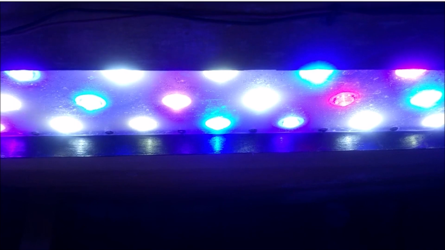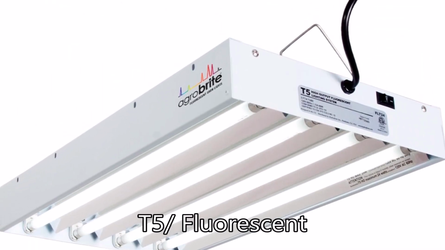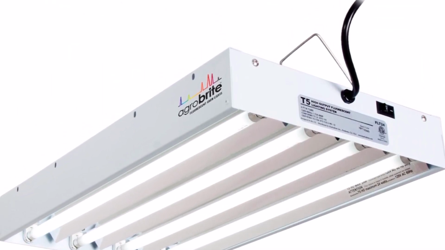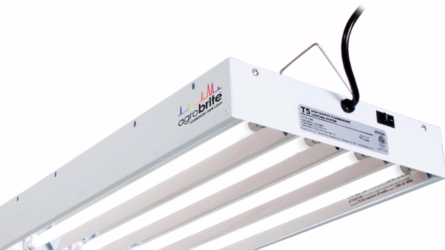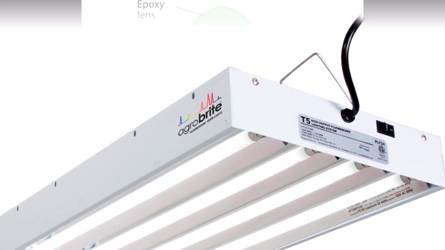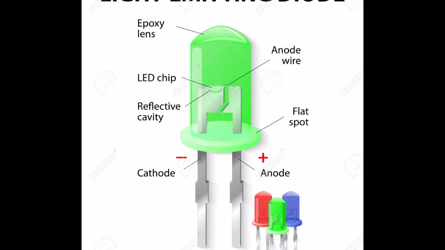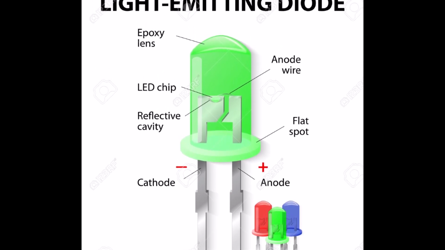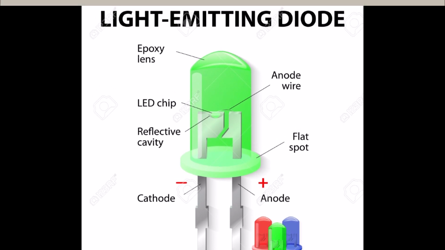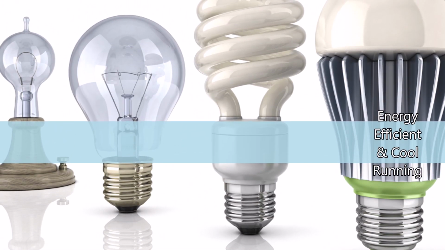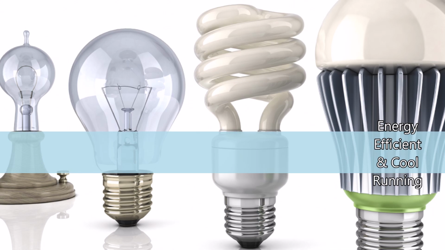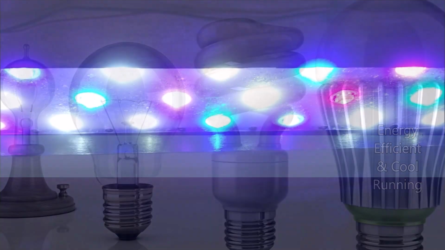So first, let's look at T5s and fluorescents, the old school of the hobby. Basically, this is electricity passed over the coils to produce light. And the second will be your LEDs, which is basically electrical current passed through a diode or a chip. Now, of course, LEDs are a lot more energy efficient, but fluorescents widely distribute light.